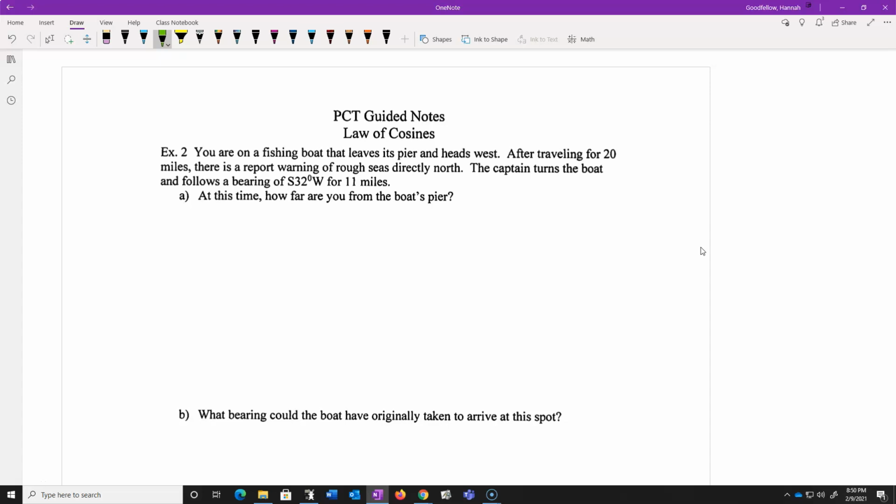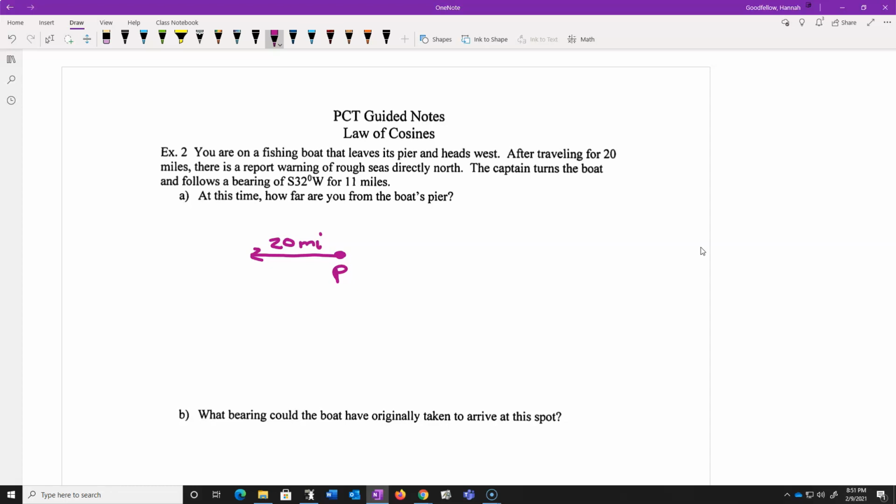Now, that fishing boat leaves the pier and heads due west. The best thing you can get right here is a really solid picture. Here's your pier, and you're going to head due west. Woohoo! We're headed out to sea. You travel for 20 miles along this trek, and you're having a great day. Maybe you caught some stuff, maybe you got some tuna.